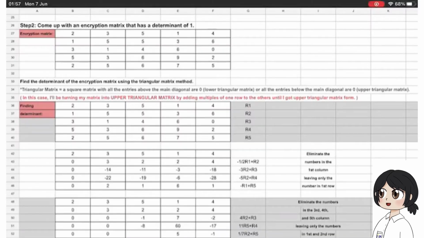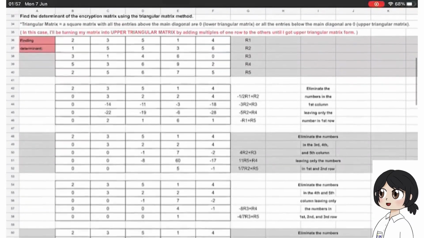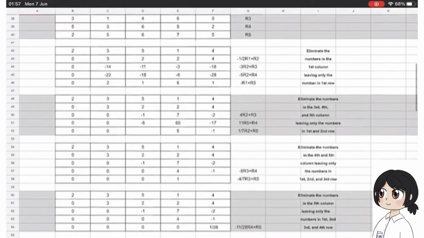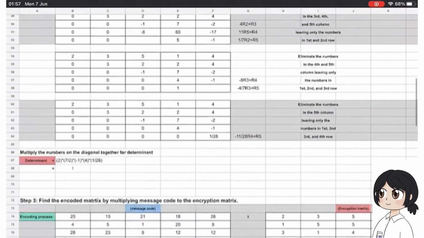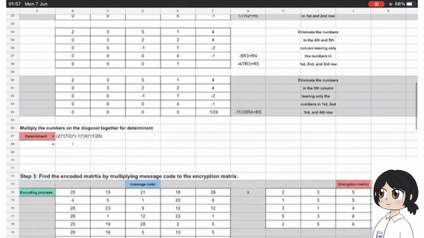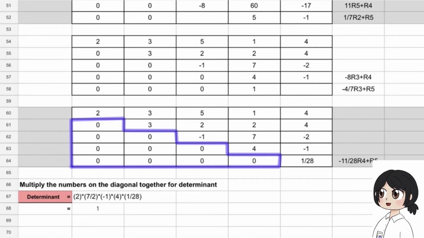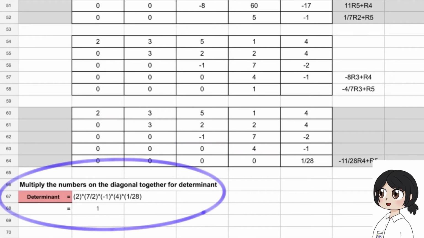The second one is the triangular matrix method. In this method, we add multiples of one row to the others until all the entries below the main diagonal are zeros. This is called an upper triangular matrix form. Then, the determinant will be the product of the main diagonal.